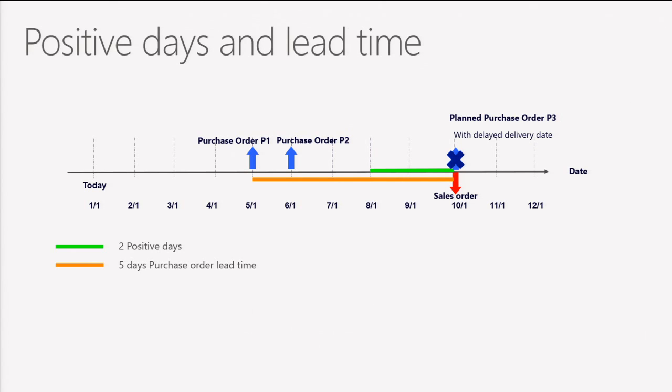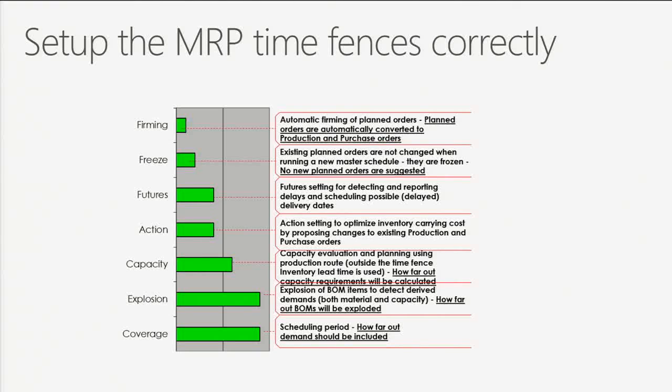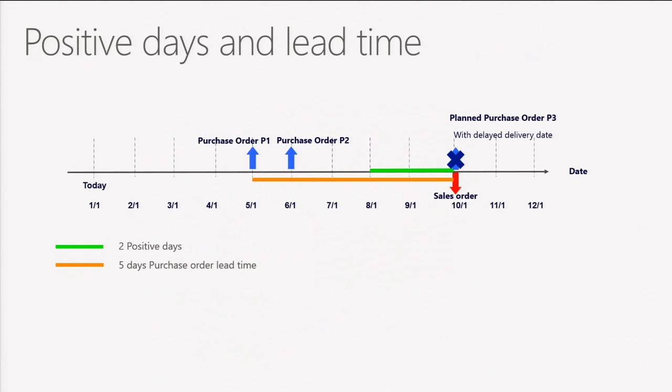Now, if you have 5 days of purchase order lead time, and your negative days are close to the 5 days of lead time, MRP will look for receipts inside the lead time of the item. So those 2 purchase orders will be considered to fulfill the demand. To summarize, you would like MRP to look backwards within the lead time of an item, because otherwise it will create a planned purchase order which is going to be delayed by default, assuming there is no on hand. So that's all about positive days and negative days and lead time.